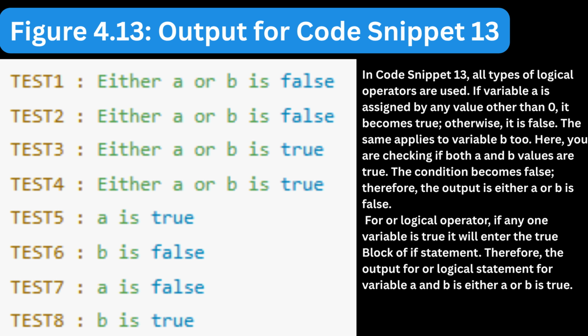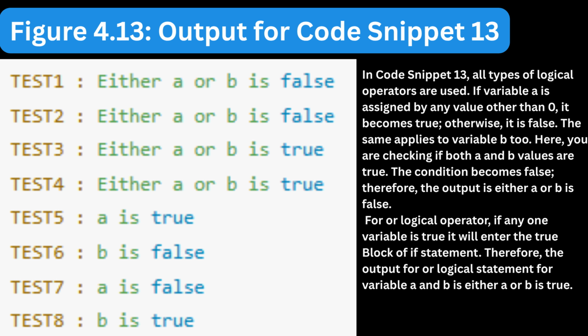In the first part of the program, $a was 0 and $b was 10. When the AND operator was used, $a && $b, PHP needed both conditions to be true at the same time. Because $a was 0, false, and $b was 10, true, the combined condition became false, and therefore test 1 and test 2 both printed "Either a or b is false". This matches the output in the figure and shows that AND fails as soon as even one side is false.